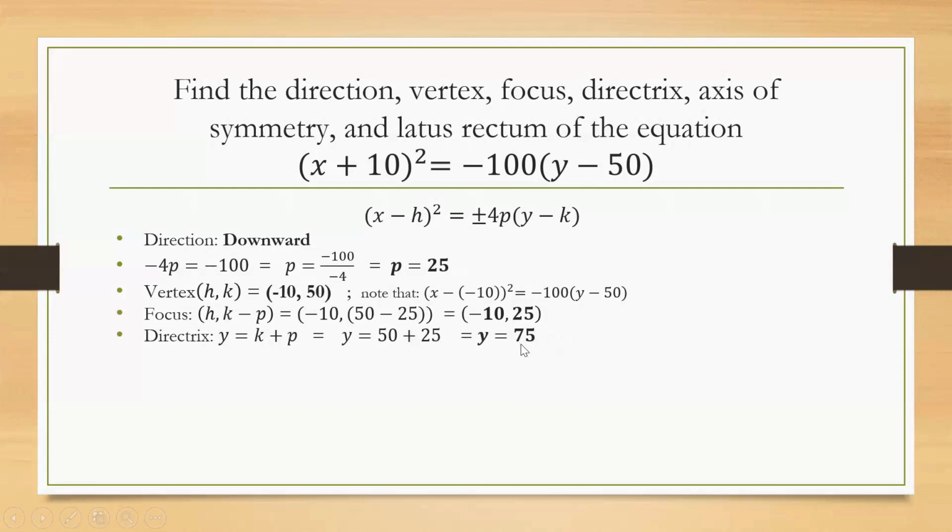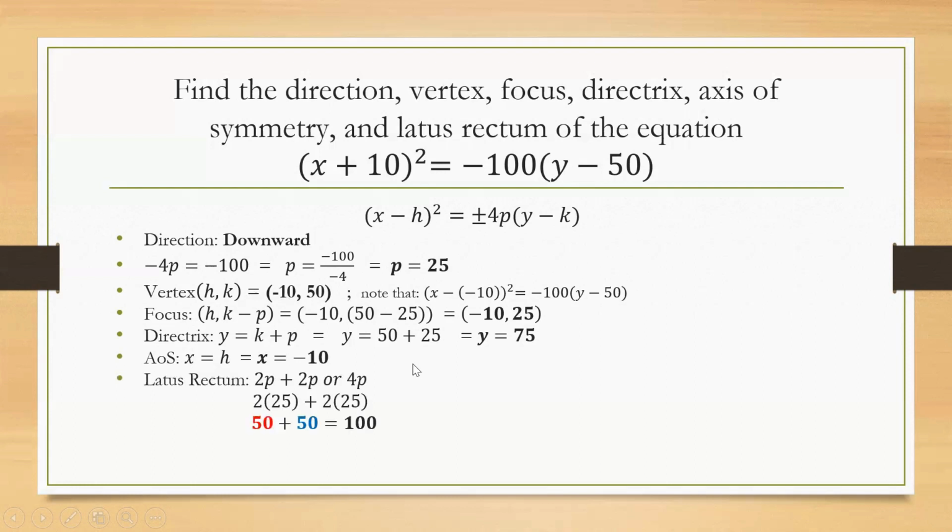is our directrix. As for our AOS, or our axis of symmetry, we simply have to look at the variable being squared. So that's x. And then we just have to follow this formula. X equals h. So that's x equals -10. Simple as that. Now we have to find the latus rectum.